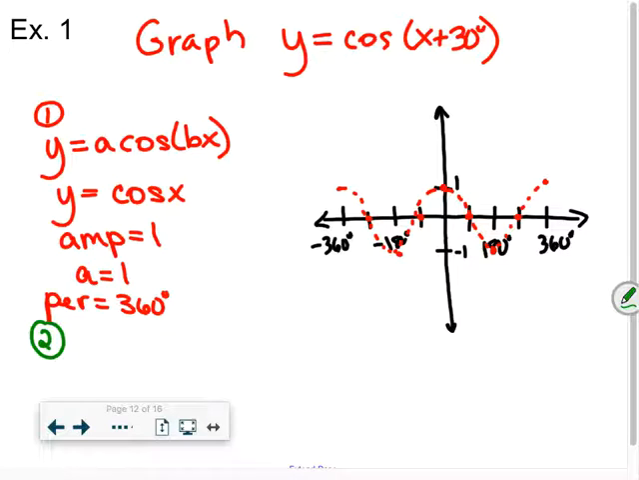Step two, okay, you do y equals a cosine bx in step one. Step two is your vertical shift, phase shift. Phase shift is the left, right. This one is left 30 degrees, and there's no vertical shift. So here's where it's very, very important why we're labeling the x-axis. What does one tick represent on the x-axis? 90 degrees. So how are we going to estimate 30 degrees?